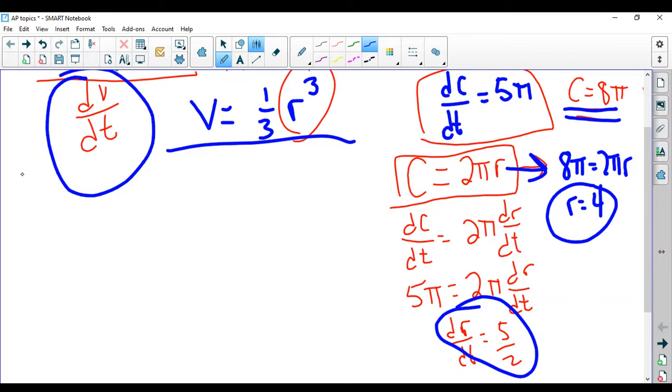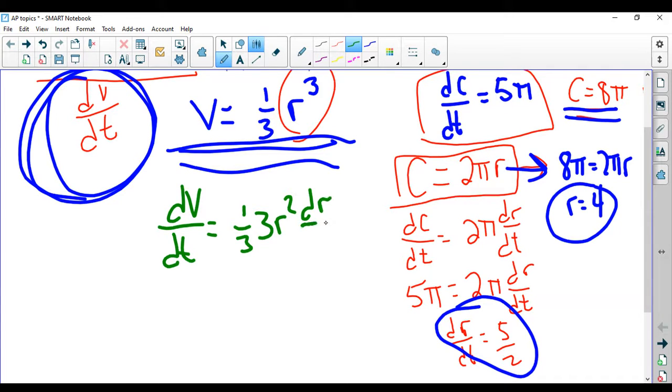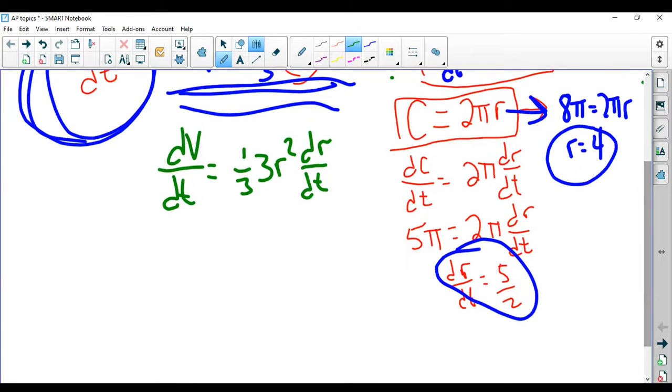The question is, what is dV dt? Since this is the equation we're given, we make it a related rates equation by differentiating with respect to t. The derivative of r cubed, you have to use the chain rule, is 3 r squared, leaving the inside alone, times the derivative of r with respect to t, which is dr dt. So dV dt is equal to r squared dr dt.